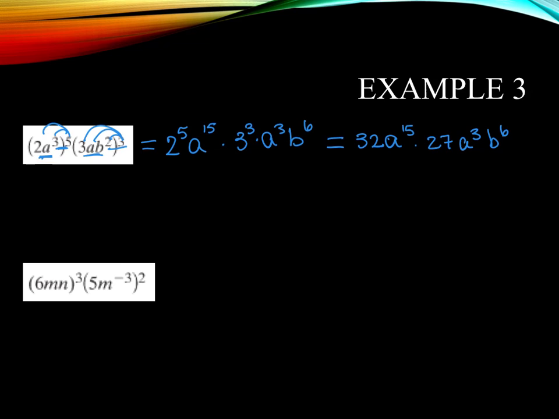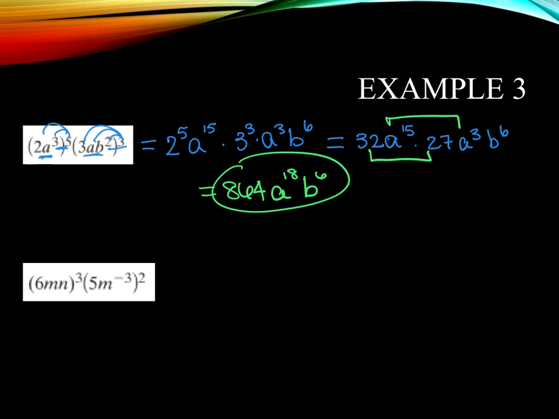Now I can do one more step to simplify. I have 32 times 27, which is going to give me 864. I have a to the 15th times a to the third. So I have the same bases. That means I'm going to add the exponents. So that's going to give me a to the 18th. And then my b to the 6th is just going to remain the same. So this here is my final answer.